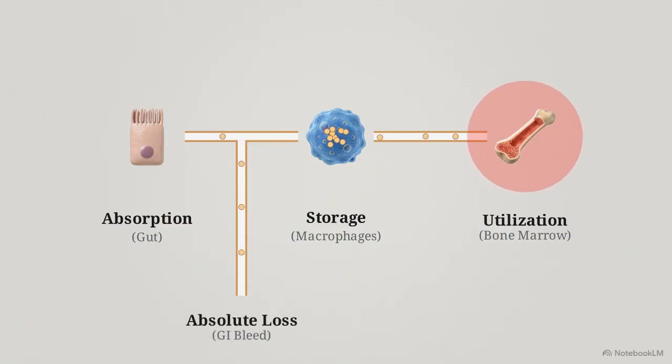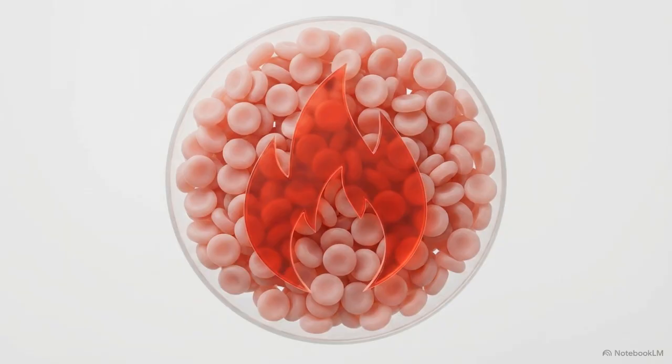In iron deficiency anemia, the body experiences absolute iron loss. A chronic gastrointestinal bleed, for instance, physically drains the system. As a result, the macrophage storage completely empties to compensate. Without iron arriving, the bone marrow starves and halts red blood cell production. Anemia of chronic disease looks the same on a slide, but the starting point is entirely different.